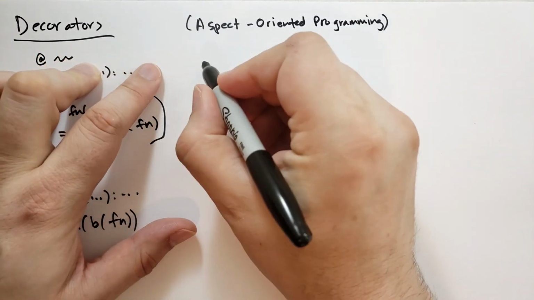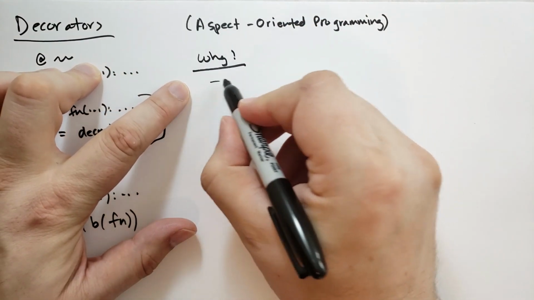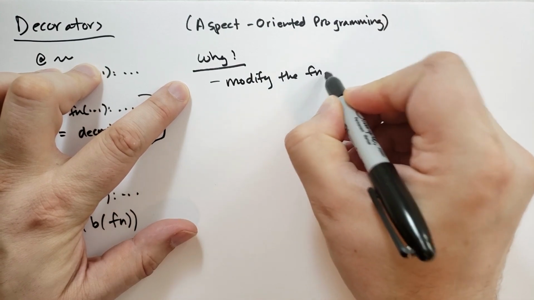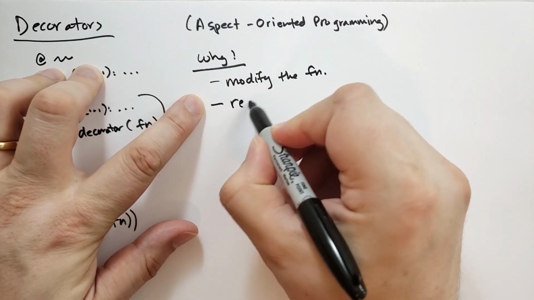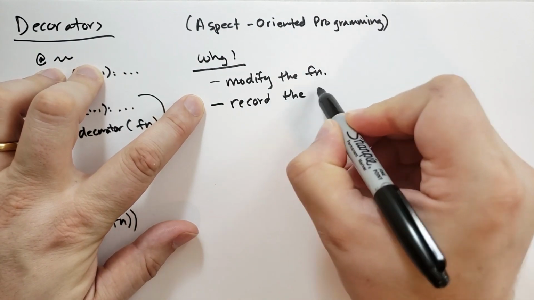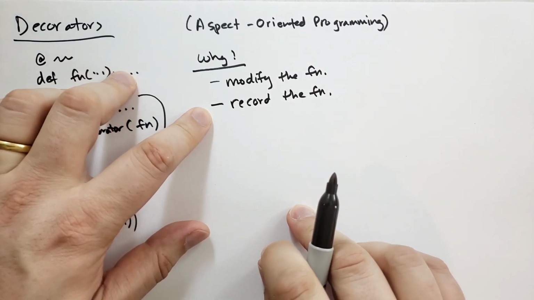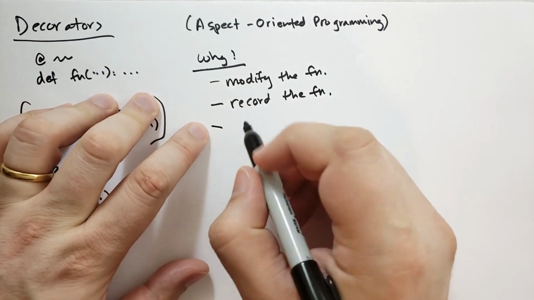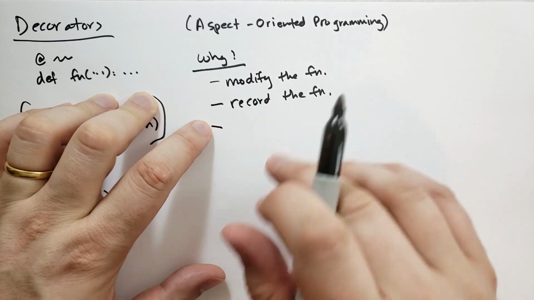Okay, so decorators, why? Typically, we want to modify the function somehow, and I'll show you how we can modify the function in one way. Another reason why we do it is we want to record the function. We want to store it somewhere that we can access it later. Typically with a web service, we want to record which functions match to which URLs, and so you'll see decorators used in many of the web environments, the web platforms.